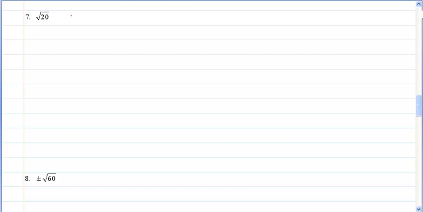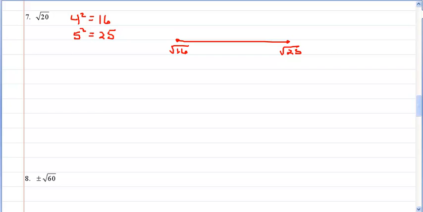So for square root of 20, we know that 4 squared is 16 and 5 squared is 25. So we're looking for the two perfect squares above and below 20. So I have the square root of 16 on the left, the square root of 25 on the right. The square root of 16 is 4.0. Square root of 25 is 5.0.